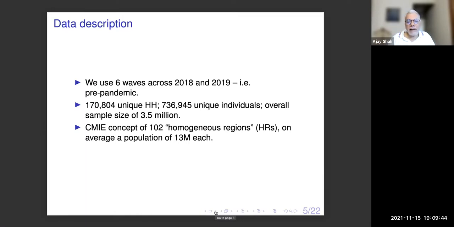So in this data set, we see 170,000 households at least once. We see 736,000 individuals at least once. And the total sample size is 3.5 million, where one record is defined as one individual at one point in time. So it's a reasonably big data set. It's spread all over the country. And it's a unique moment where we are able to study the health of the people of India.